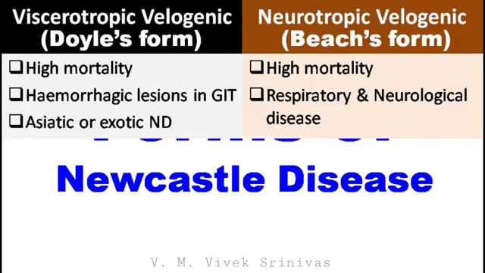Number 2. Neurotropic velogenic form, also called Beach's form, where severe respiratory and neurological disease are observed. This form also causes high mortality in flocks. The velogenic Newcastle disease can either be viscerotropic or neurotropic, depending on its predilection site.